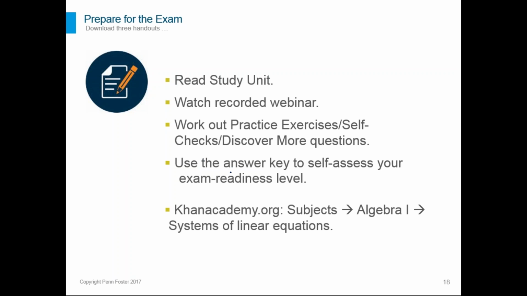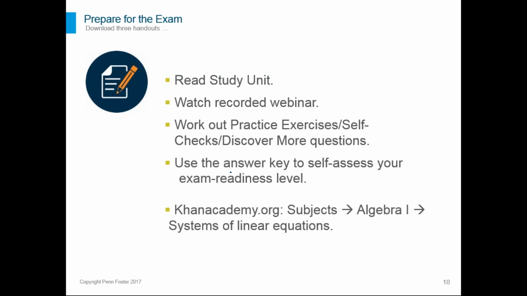Also, khanacademy.org is a good site. I have looked at this site this morning. I made sure that they have a good resource. It's an outside resource. It's not a Penn Foster resource, but some of you requested that you want additional resources for topics in Algebra 1.